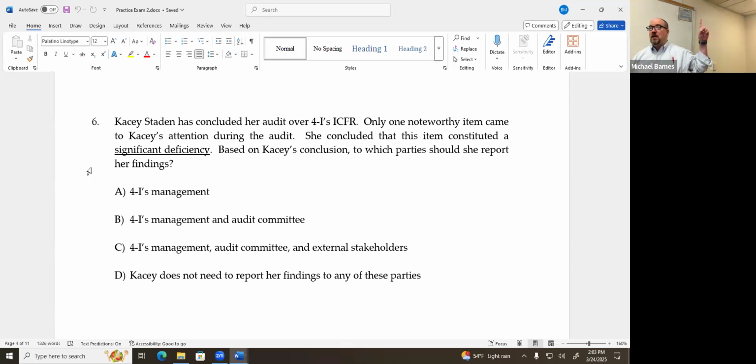Do we talk to management? Yes. Do we talk to the audit committee? Yes. Do we disclose it externally? No, we do not. Just to management and the audit committee. B is our answer.